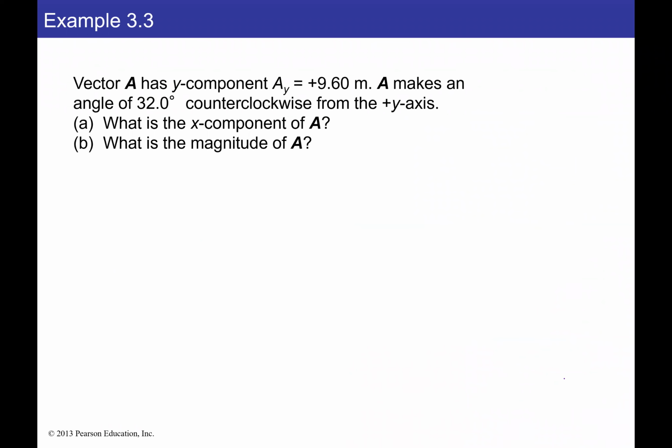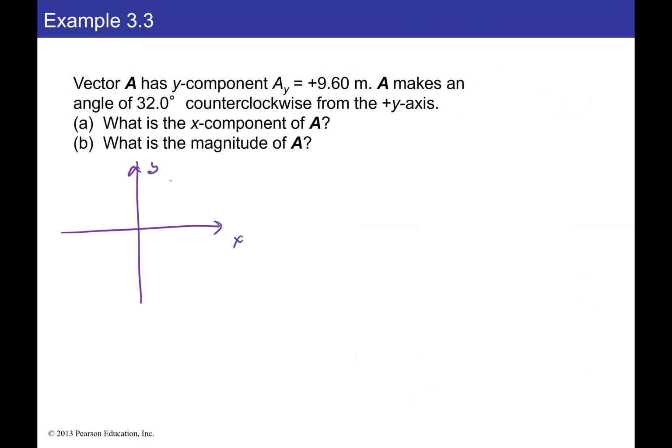We have a vector A that has a y component, ay equals plus 9.6 meters, and A makes an angle of 32 degrees counterclockwise from the positive y-axis. What is the x component of A? And what is the magnitude of A? All right, so let's draw this vector. This is x, this is y.